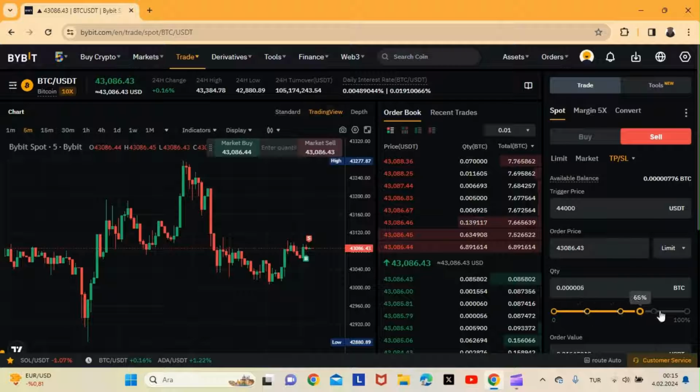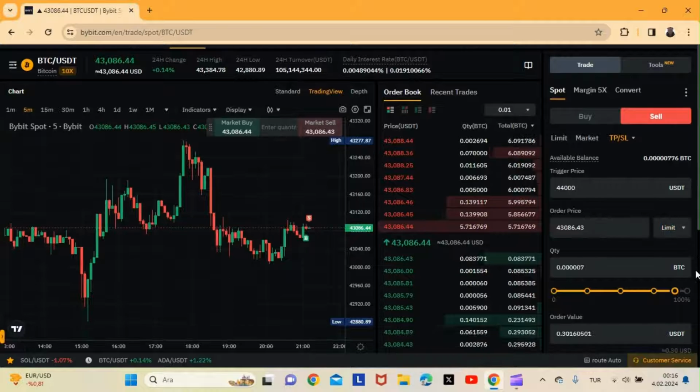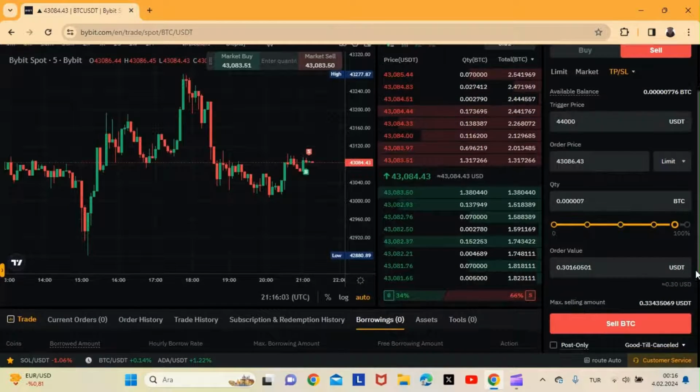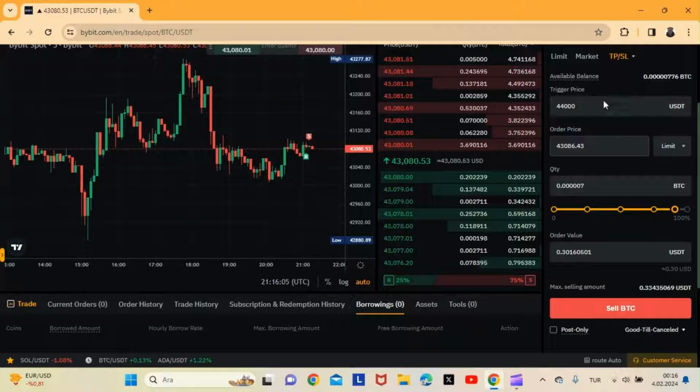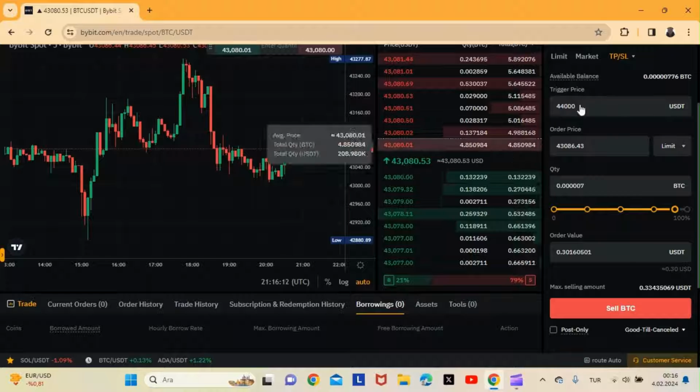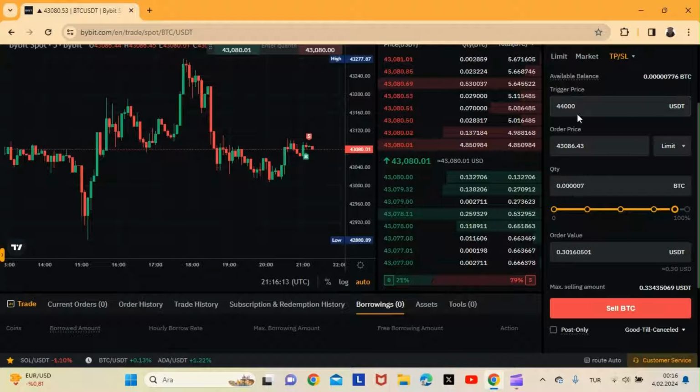You select the quantity, so I'll select 100%. I have a little bit of coins. I'll just come down, and whenever Bitcoin reaches 44,000, currently the price is 43,000, my order is going to be triggered. I'm going to sell what?